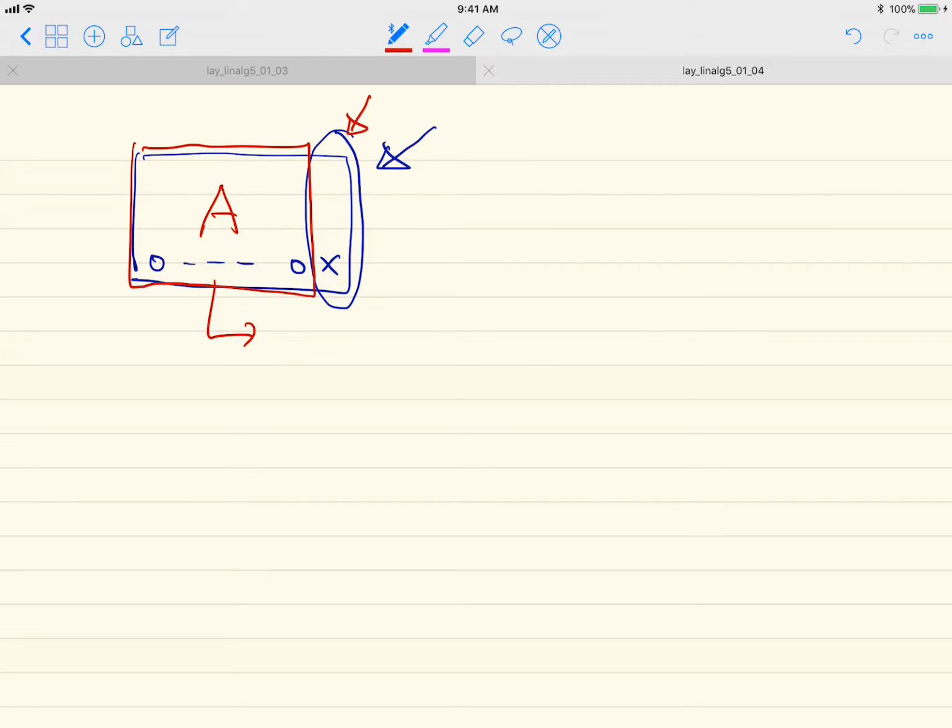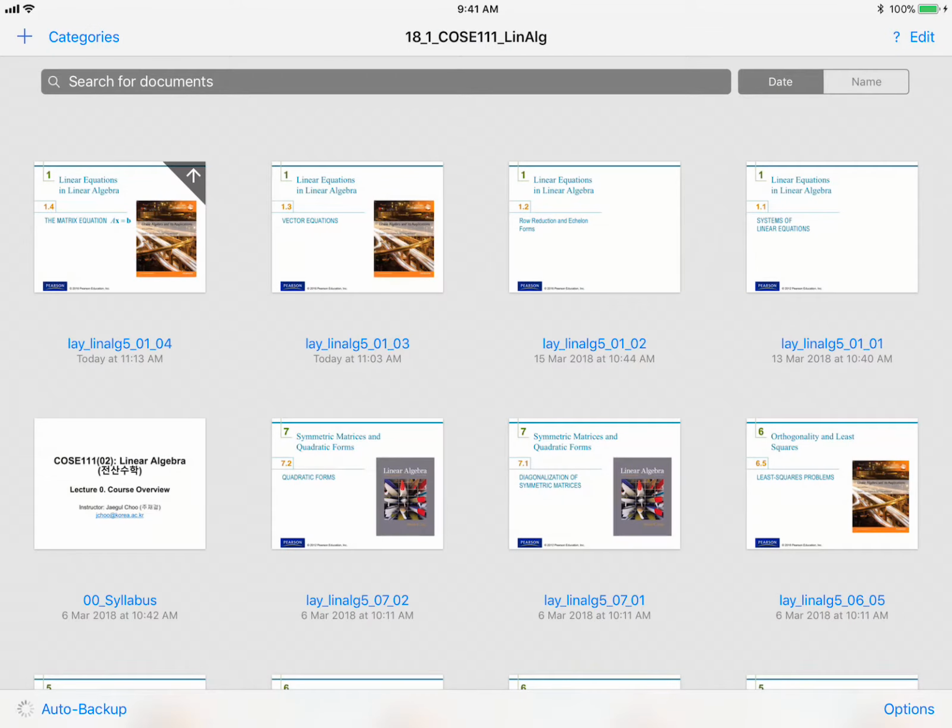In this case, if we do the row reduction on this coefficient matrix in order to change it into the echelon form, and if in each row of this matrix A we can find a pivot, then that is when we can guarantee we always have a solution regardless of the vector b. So let me give an example. It's a little bit tricky.